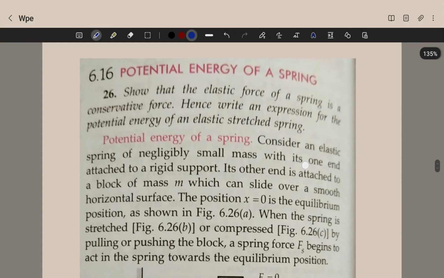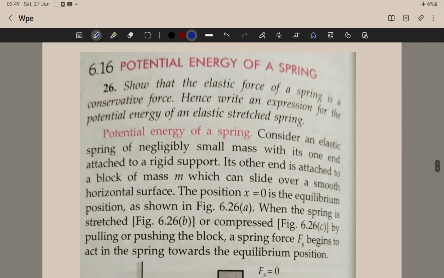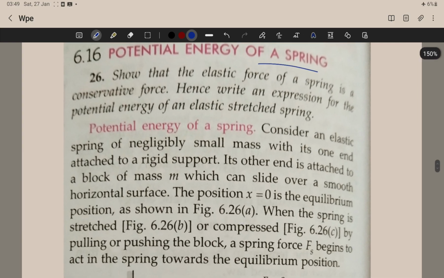So let's start with the next topic. It is the potential energy of a spring. The question is to show that the elastic force of a spring is a conservative force. So whatever the elastic force that is in the spring is a conservative force. Hence, write an expression for the potential energy of an elastic stretched spring. What is the potential energy of an elastic stretched spring?